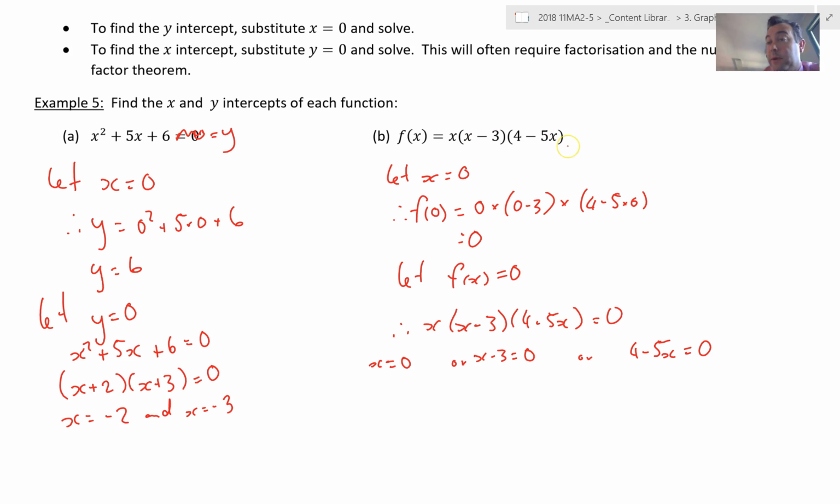Okay, because I've got 3 x's multiplied together here, because this is a cubic, I can have up to 3 roots. Now we've got one of them, x equals 0, and we already knew that because that's the y-intercept as well. Now, if x minus 3 equals 0, then x equals 3. Add 3 to both sides. Now over here, a little bit more complicated. Negative 5x equals negative 4. So x is equal to 4/5. So there are my 3 roots: x equals 0, x equals 3, and x equals 4/5. And my y-intercept, my vertical intercept, is at the origin, at 0.